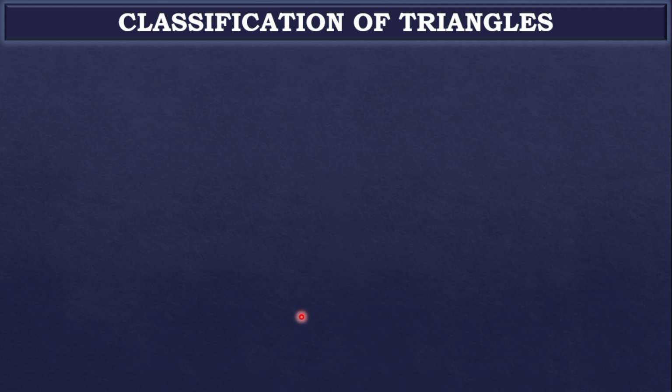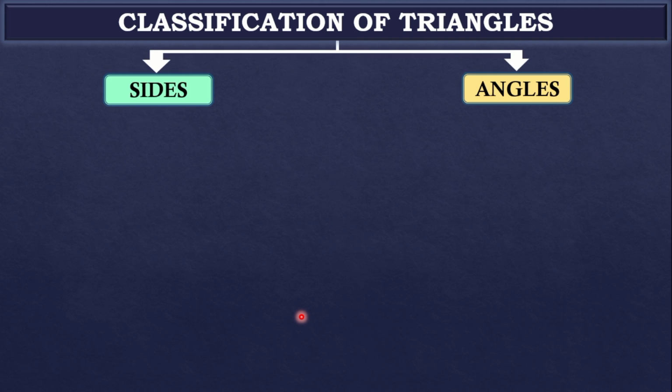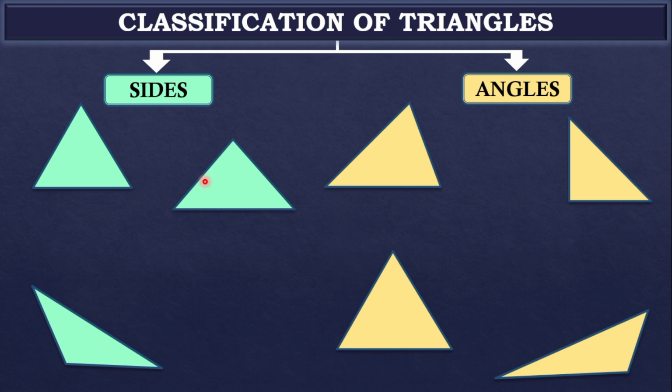Let's have the classification of triangles. So, we will classify triangles according to their sides and angles. Let's have this. For sides, we are classifying triangles according to sides. So, we have 3. For angles, we have 4. Now, for sides, we have the equilateral triangle. This is a kind of triangle where all sides are congruent.